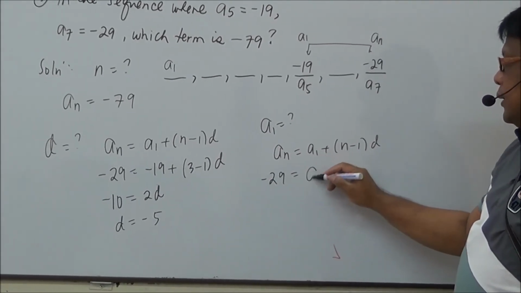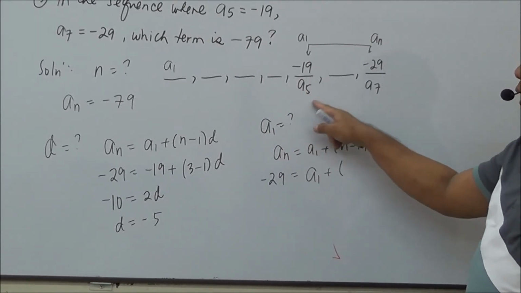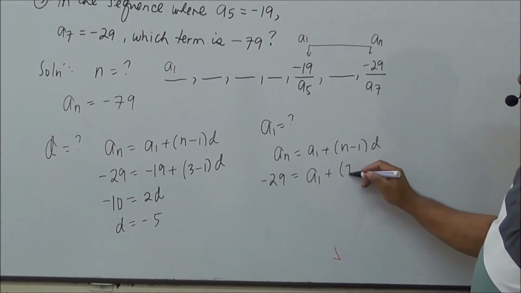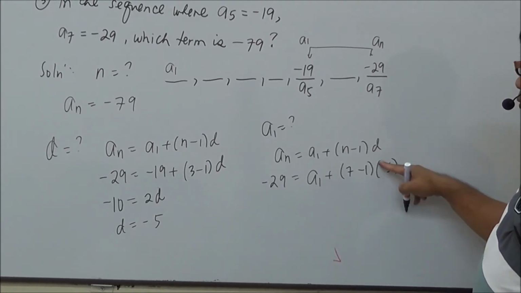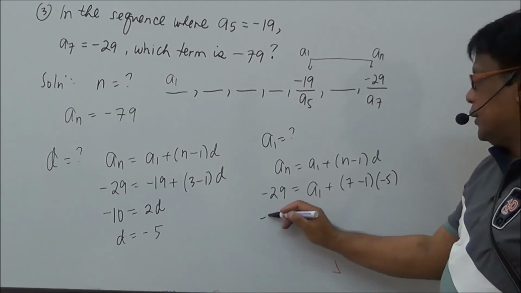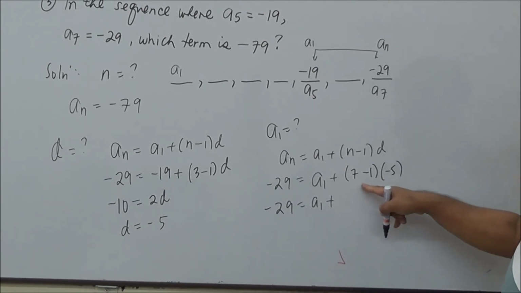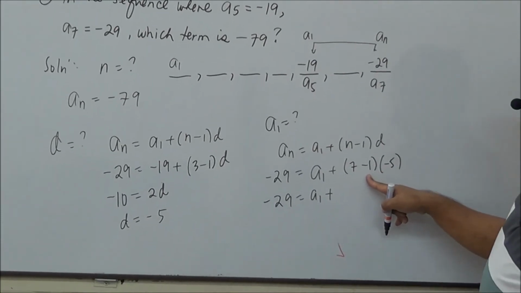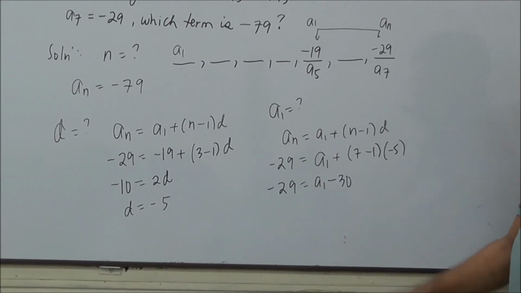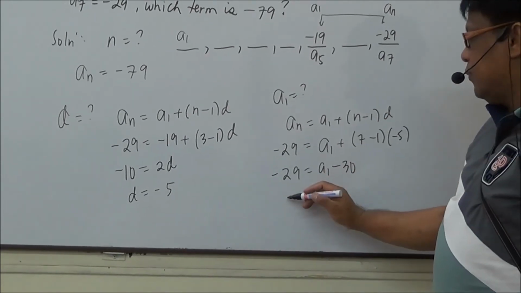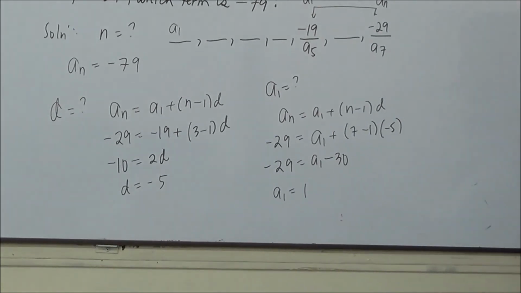Then A1 is unknown, and N will now be 1, 2, 3, 4, 5, 6, 7, right? So it is 7 minus 1 times D, which is negative 5. Then negative 29 equals A1 plus 7 minus 1, which is 6, times negative 5. That will give you negative 30. Let us transpose negative 30 to the other side. So what is then A1? A1 equals 1.